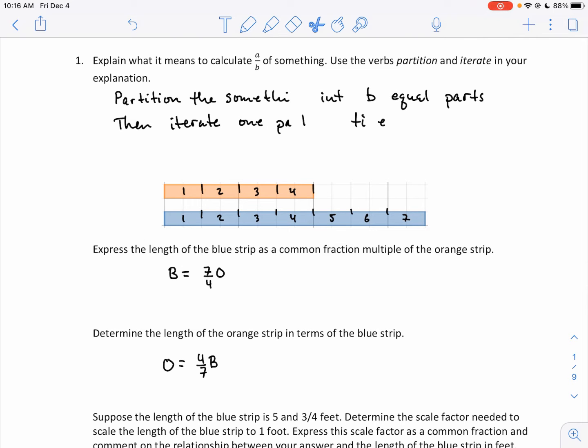So that's something I want all of you to think about whenever you are trying to do a fraction times something, is to think of it as that 2-step process. Partitioning followed by iterating.